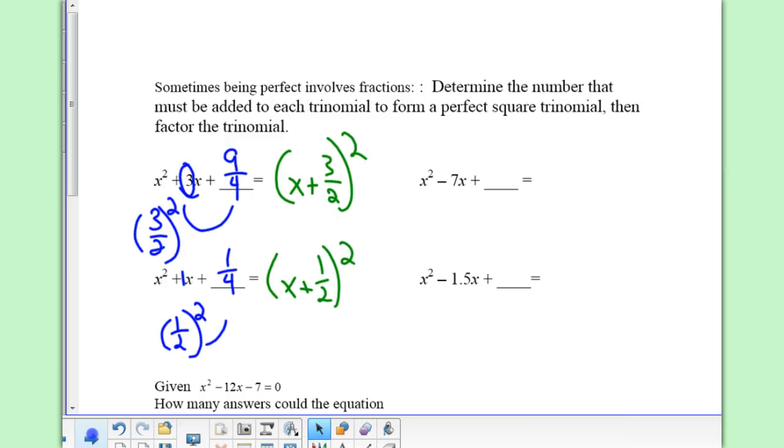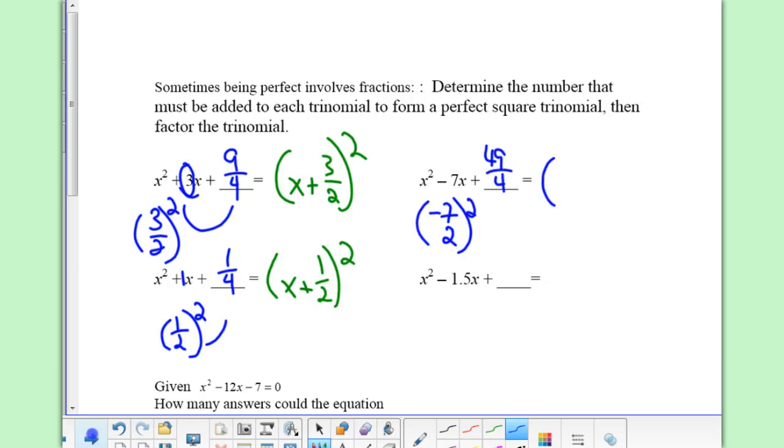So these are perfect squares that aren't necessarily integers, right? So square that, I get 49 over 4, which would give me, in factored form, a perfect square of x minus 7 over 2 squared.